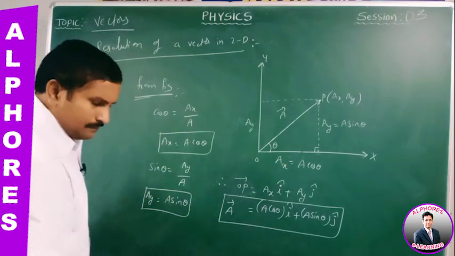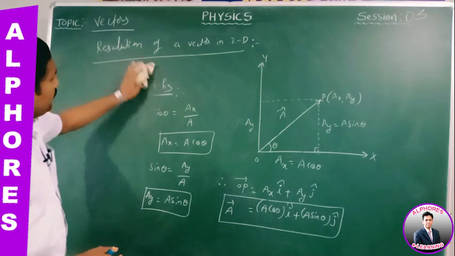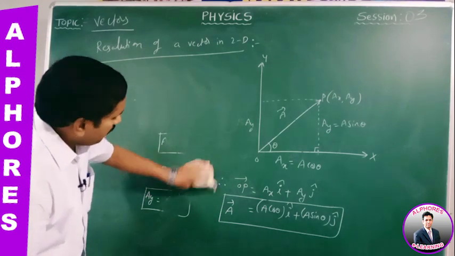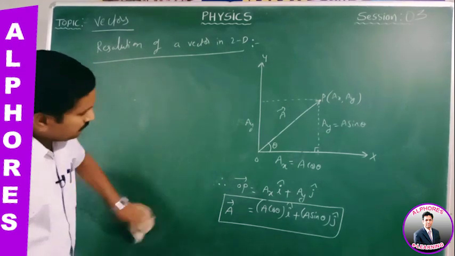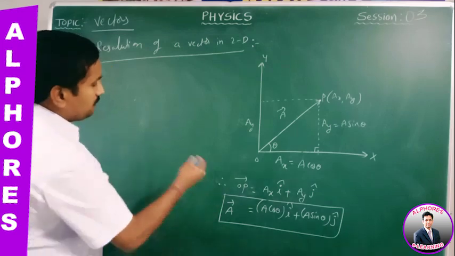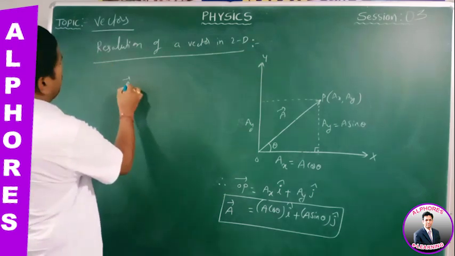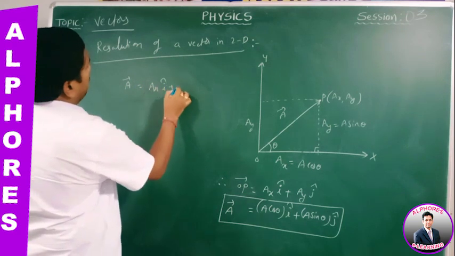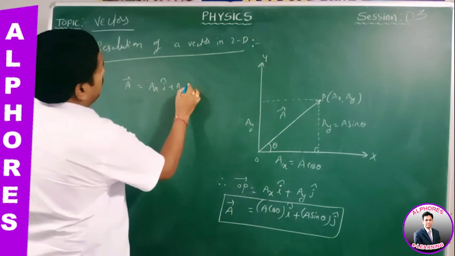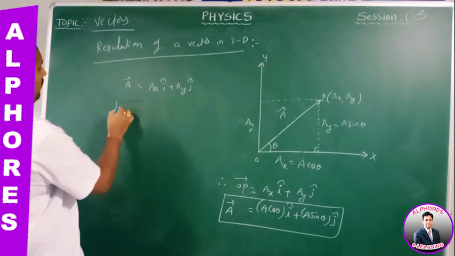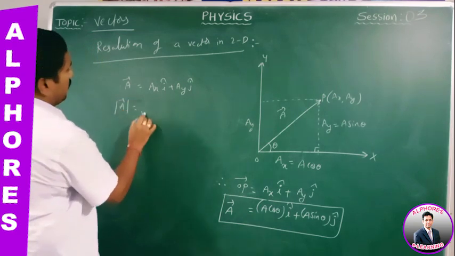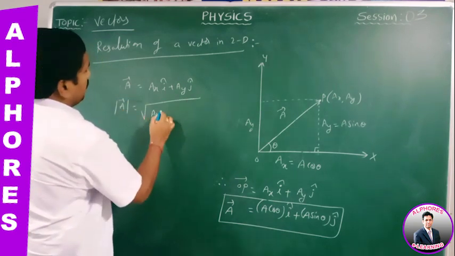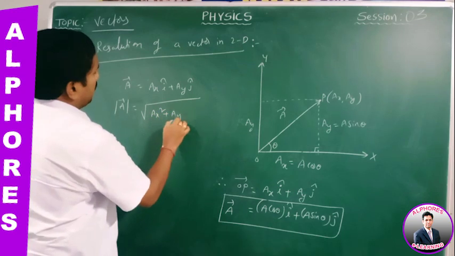Therefore, if you have the vector a bar equal to ax i cap plus ay j cap, then the magnitude of a bar is equal to the square root of ax square plus ay square.